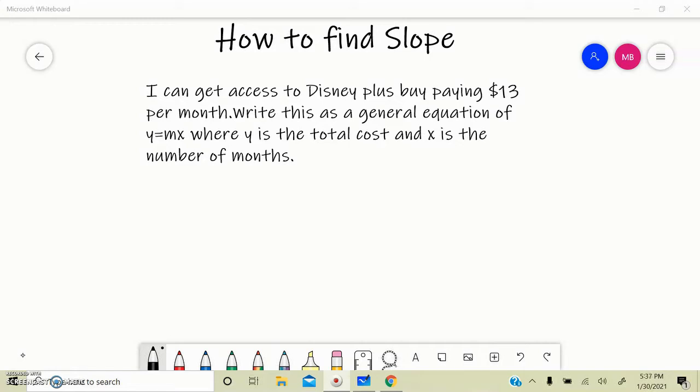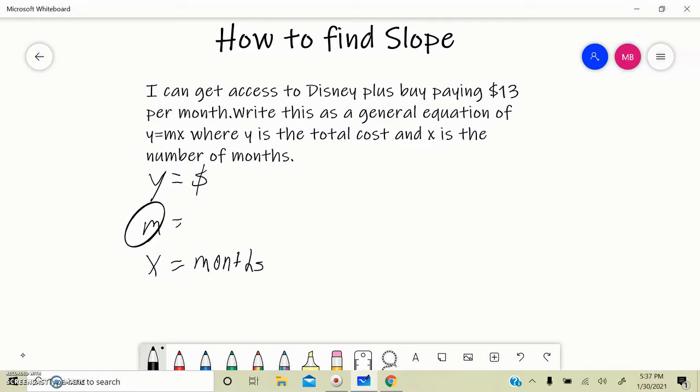Write this as a general equation of y equals mx, where y is the total cost and x is the number of months. Okay, so it already tells us what each part is except for one. So we know y is our total cost. We know x is going to be the months. But then we have m here. We don't really know what m is representing right now. What m is, it's going to be our unit rate. It's going to be like our monthly cost for Disney Plus.